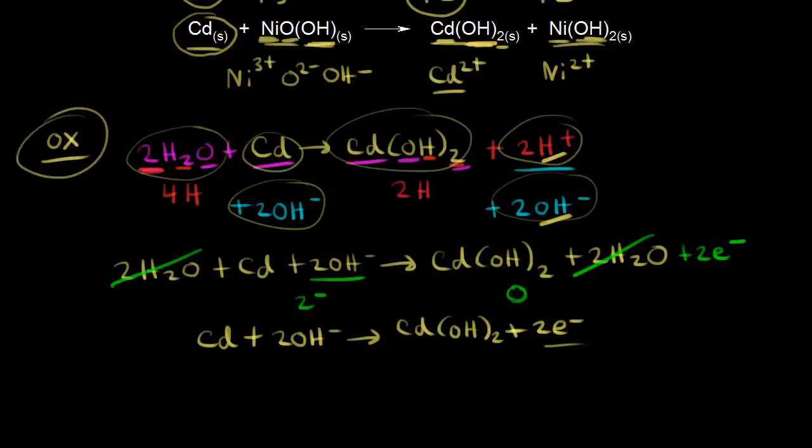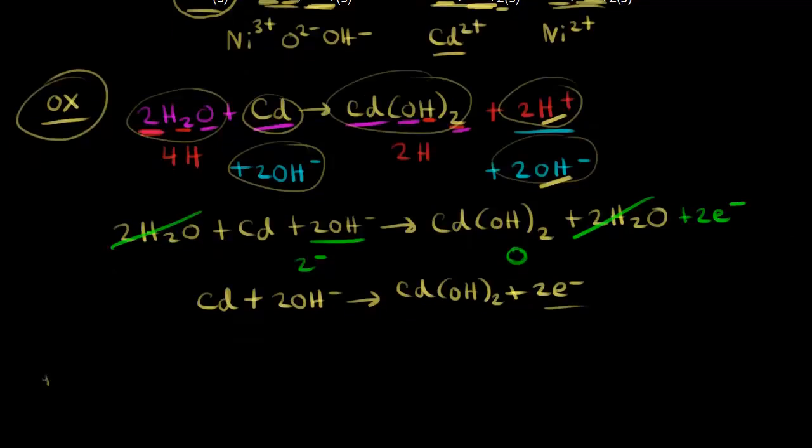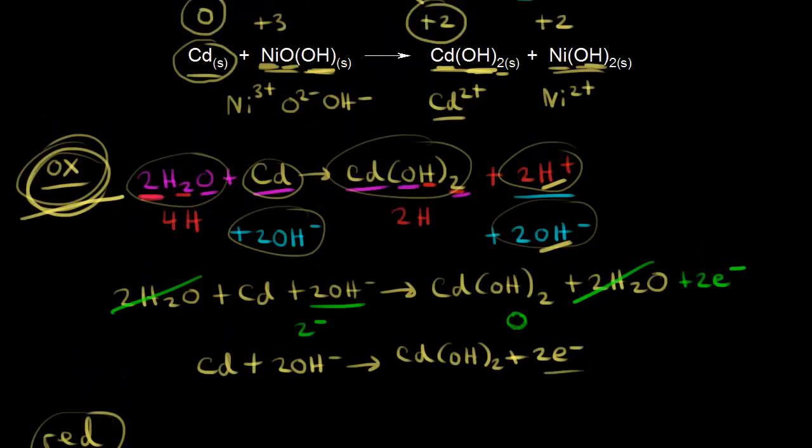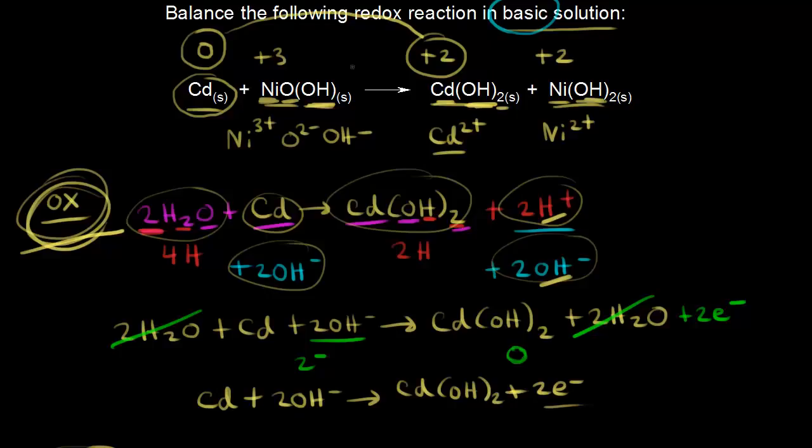We're ready to write our reduction half reaction. So next we're going to do reduction. So the oxidation half reaction occurs at the anode of our battery. The reduction half reaction occurs at the cathode of our battery. So let's go back up here to see what we write for our reduction half reaction. Well, this is going from an oxidation state of +3 to an oxidation state of +2. That's a decrease or a reduction in the oxidation state.